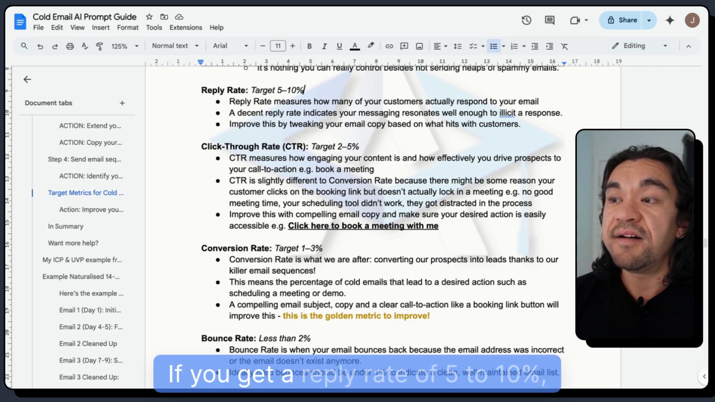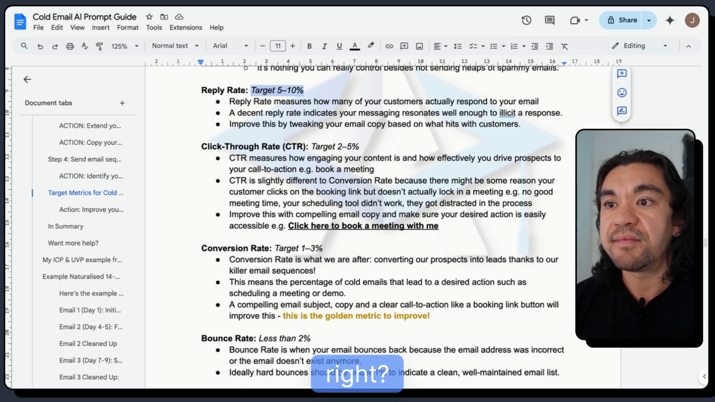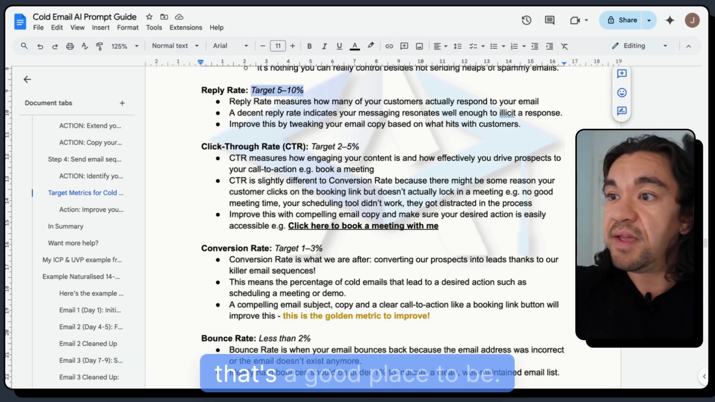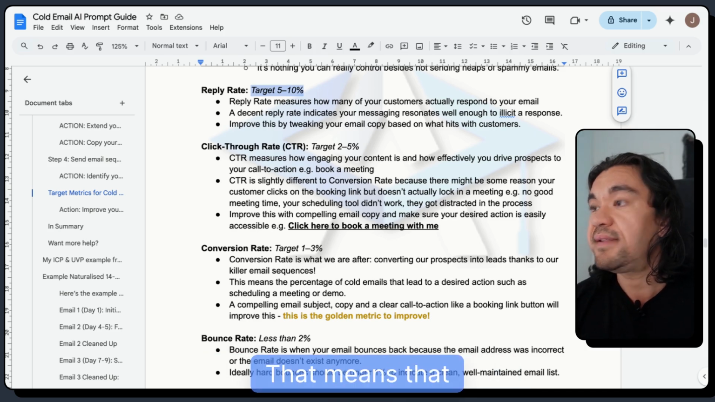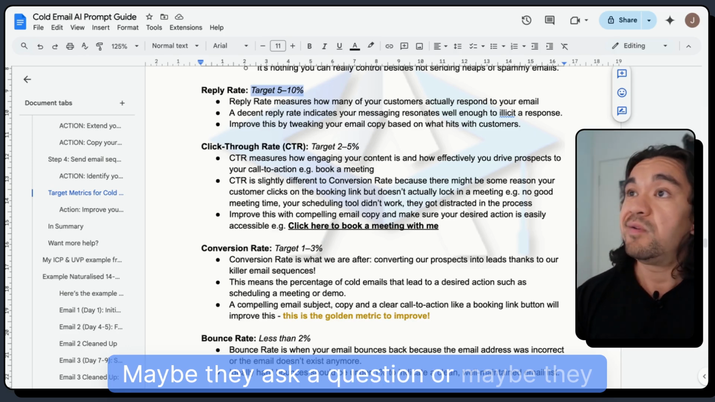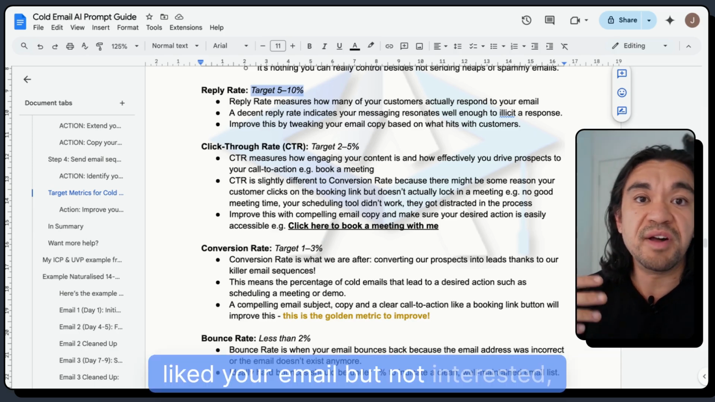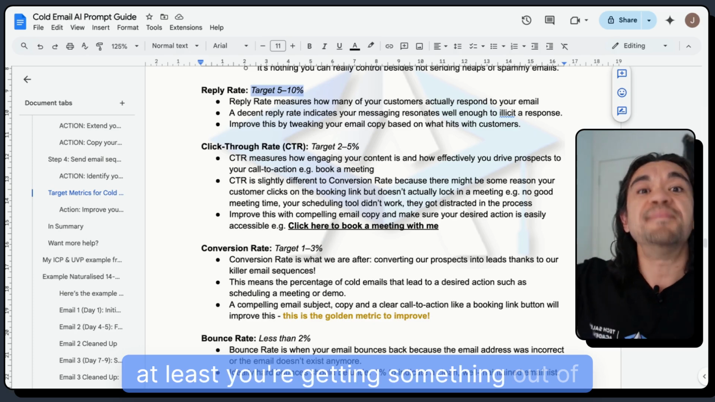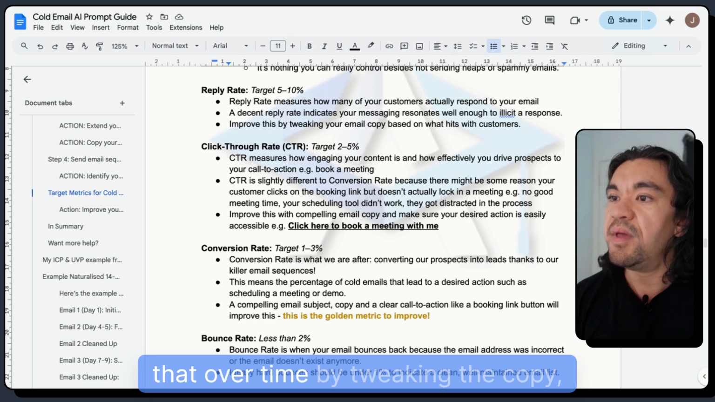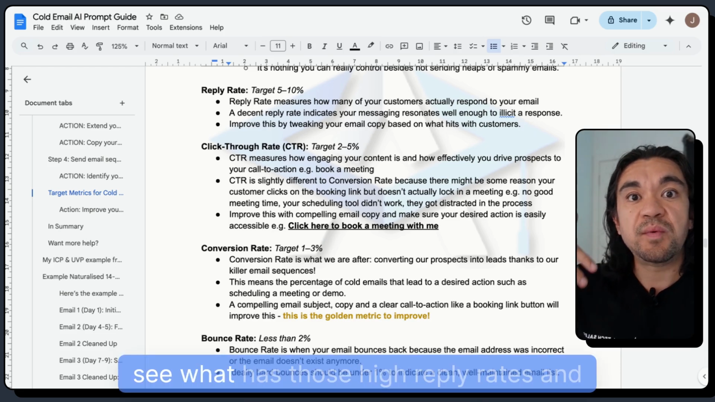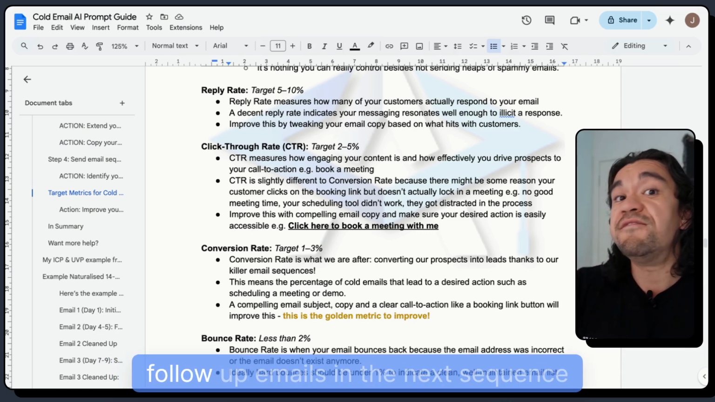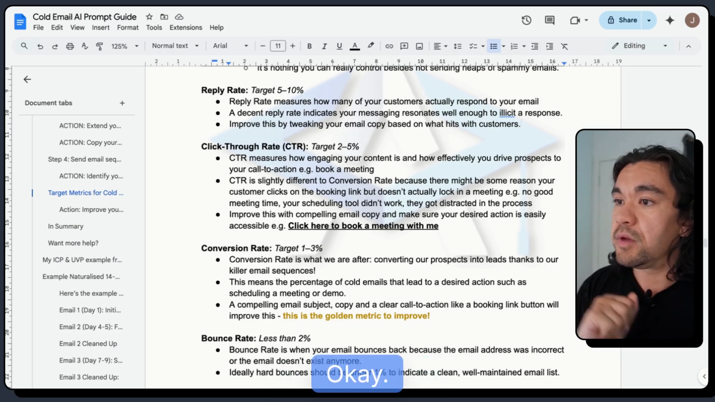If you get a reply rate of 5 to 10%, right? So you send 100 emails and 5 to 10% of them are interested enough to send a response, that's a good place to be, okay? That means that you've got some good copy there. It's for them to go, I'm interested. Maybe they ask a question. Or maybe they respond enough to go, hey, liked your email, but not interested. Whatever. At least you're getting something out of them, right? It's better than nothing. And then ideally you want to improve that over time by tweaking the copy, seeing what works, seeing what has those high reply rates and doubling down on that, maybe doubling down on those problems and how you solve that solution in the follow-up emails in the next sequence that you do, okay?